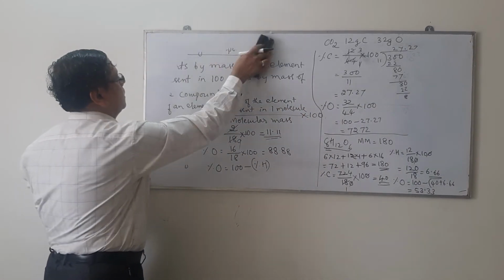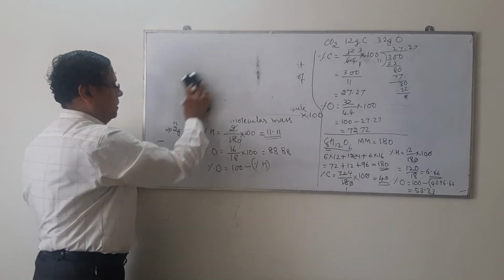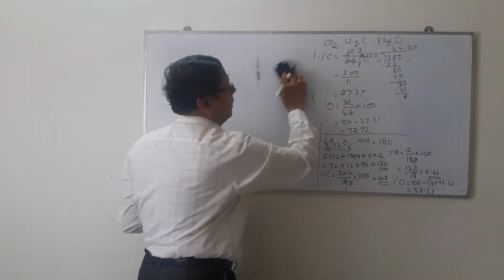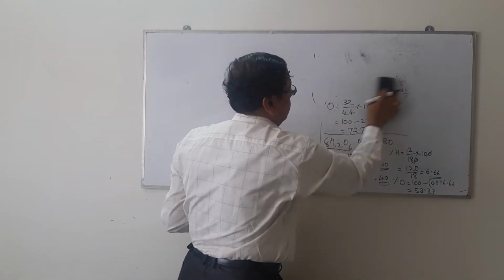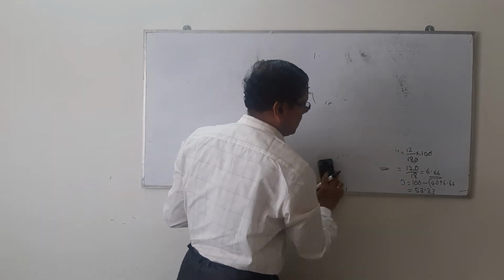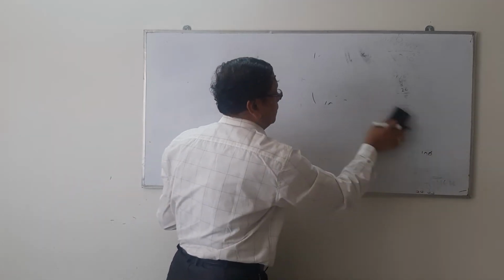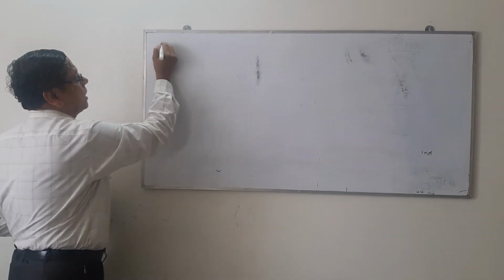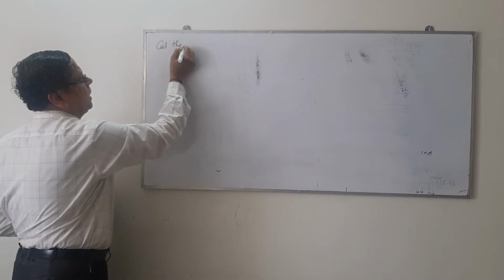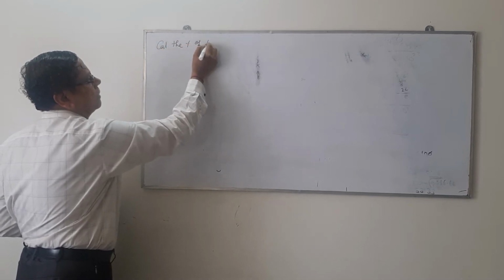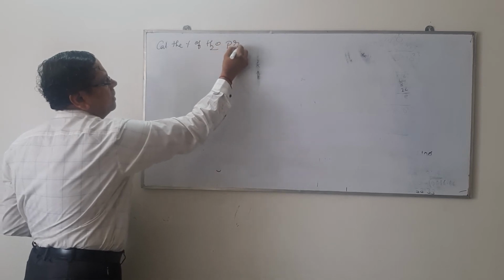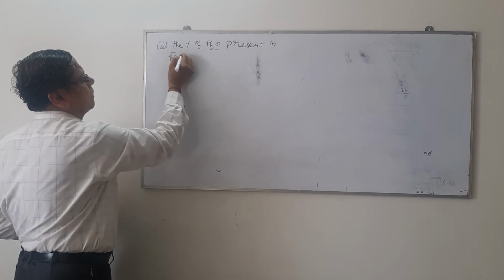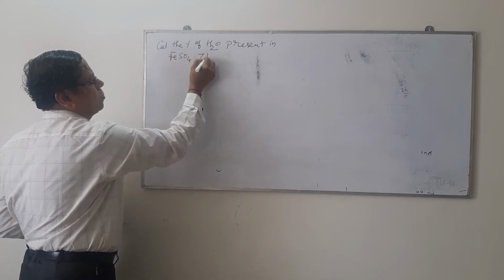Now let us calculate some more such percentage compositions. Suppose you are given the Mohr salt, or ferrous sulfate. Then you are asked to calculate the percentage of water present in that one. So calculate the percentage of water present in FeSO4.7H2O.